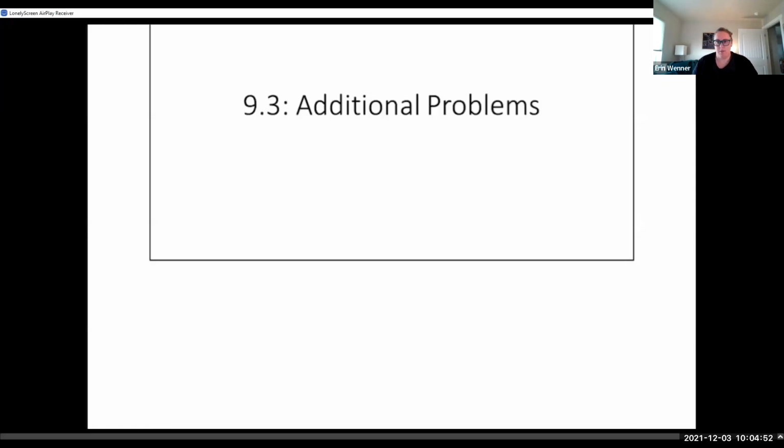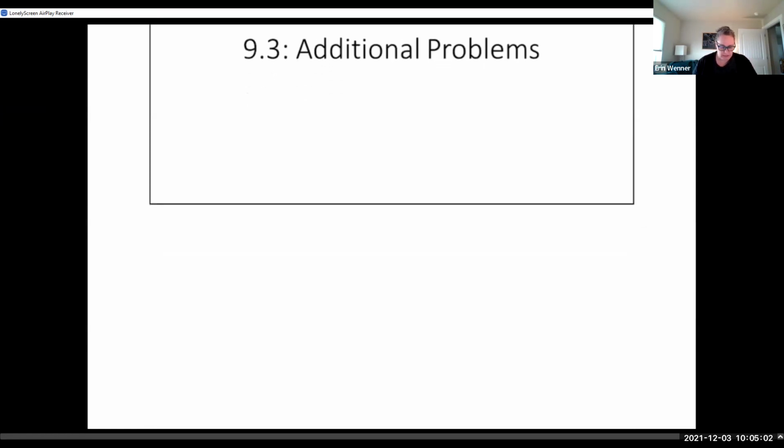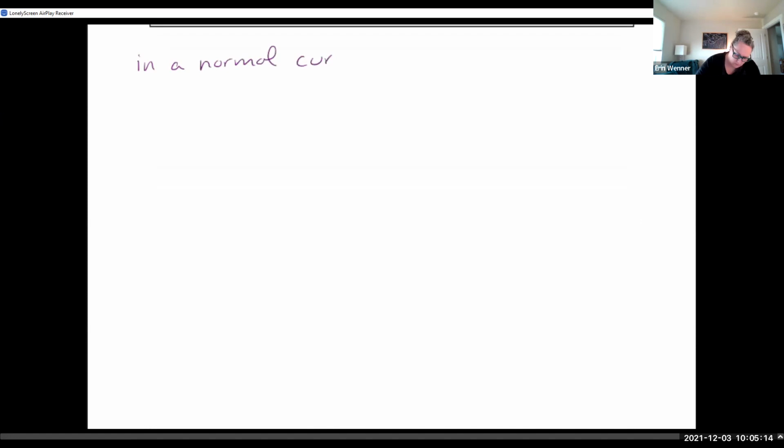On Wednesday, we talked about 9.3, which has to do with the normal distribution and z-scores. And so before I get into the actual problems, I want us to remember that in a normal curve, the mean, or mu, is 0, and the standard deviation, or sigma, is 1.